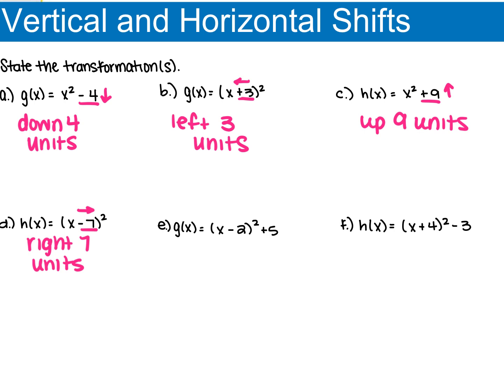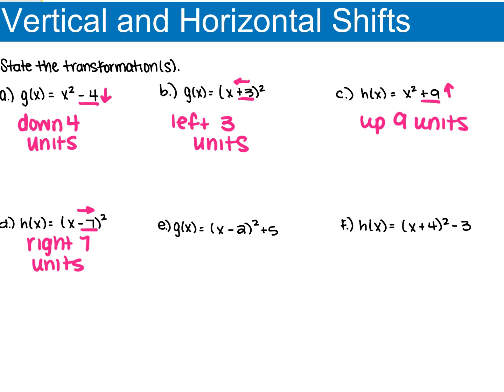For example, E, you're given g of x is equal to (x minus 2) squared plus 5. This one has two different transformations. When we work with more than one transformation, we work with the function from left to right. Just like when we look at graphs and work with their slopes, we look at the line from left to right, you do the same exact thing with this.